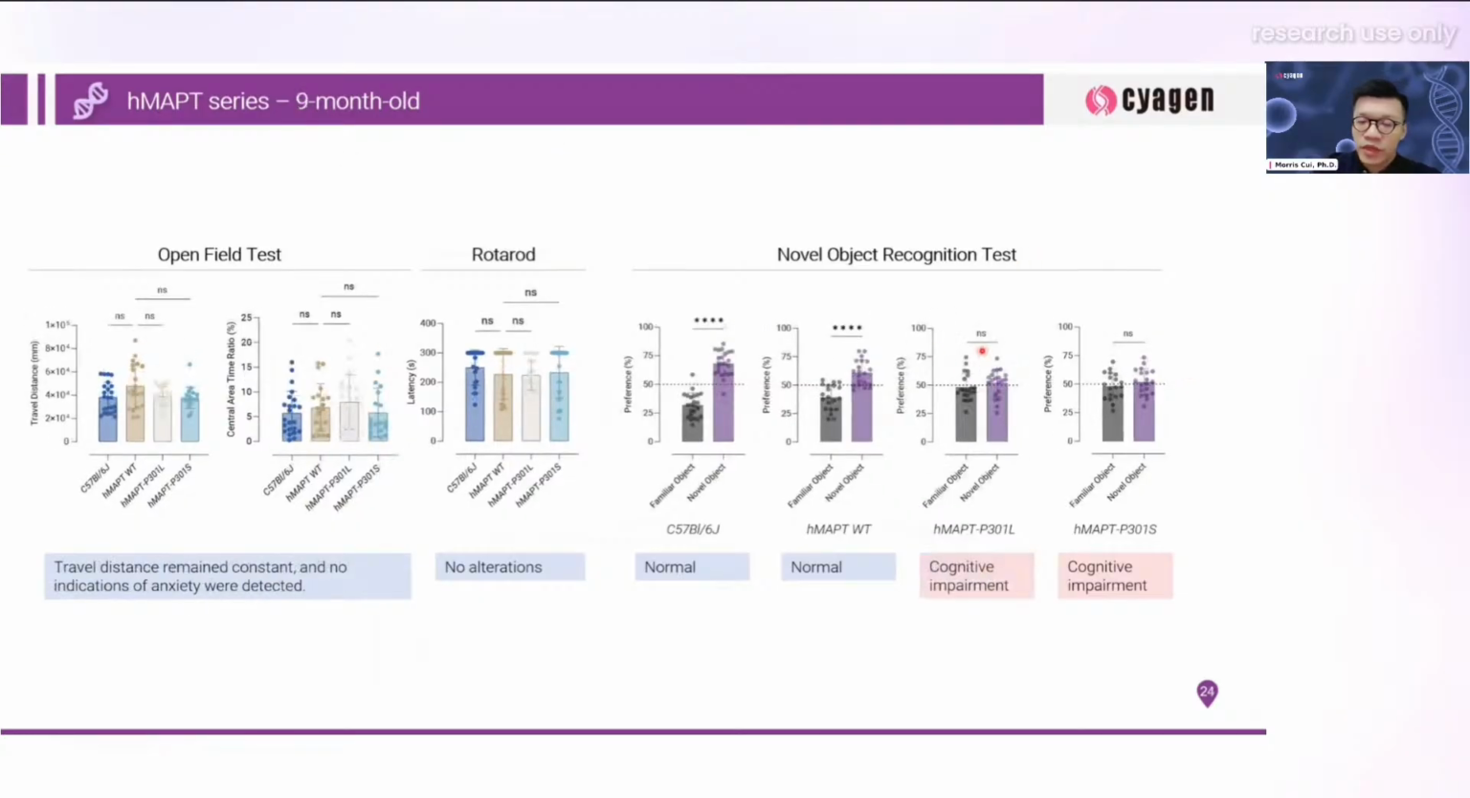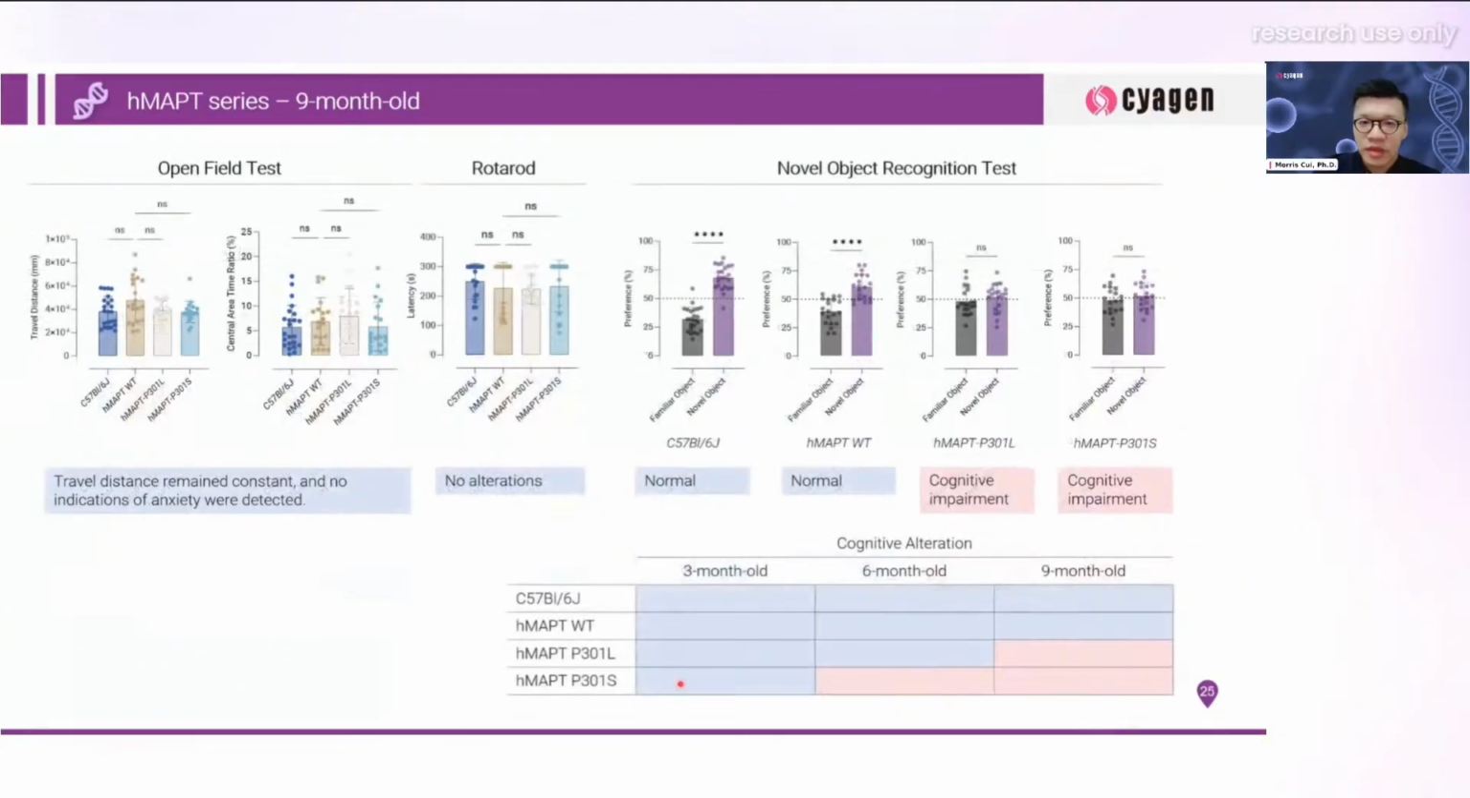Things get even more clear by the 9-month-old time point. Here we see both the P301L and P301S strains showing cognitive impairment in the novel object recognition test. That being said, though a little bit late, the P301L mutation, like P301S, also generates cognitive impairment. Here is a small summary.